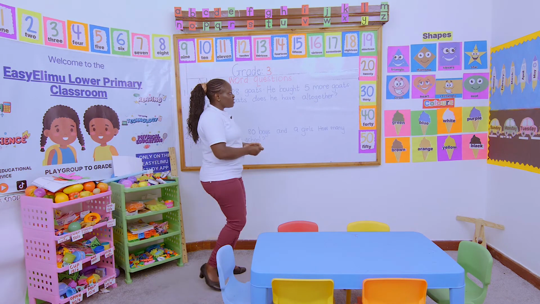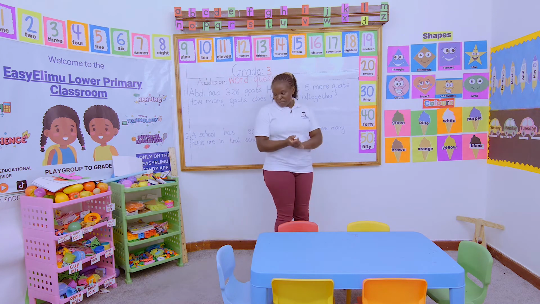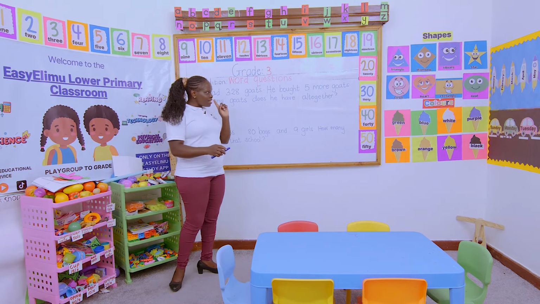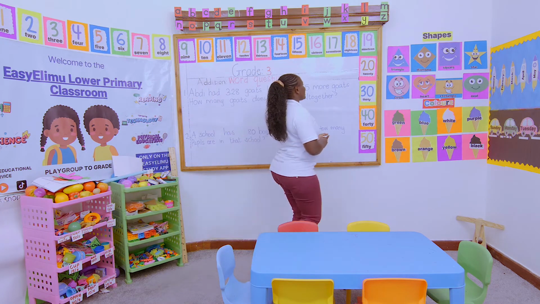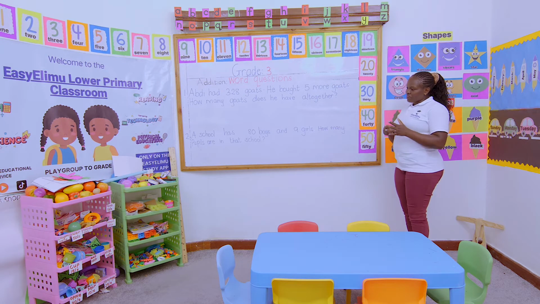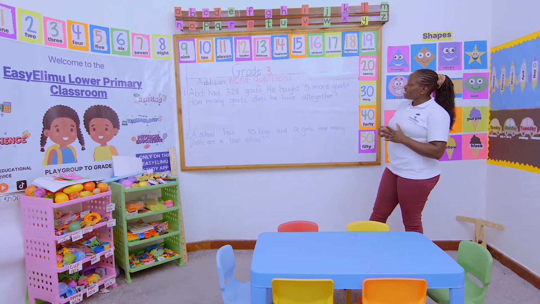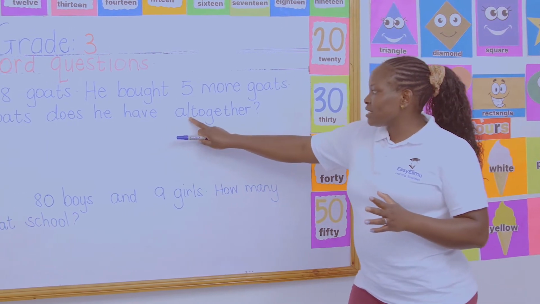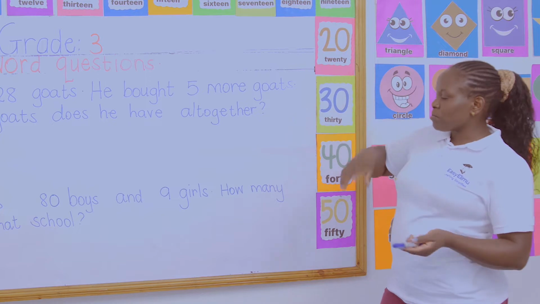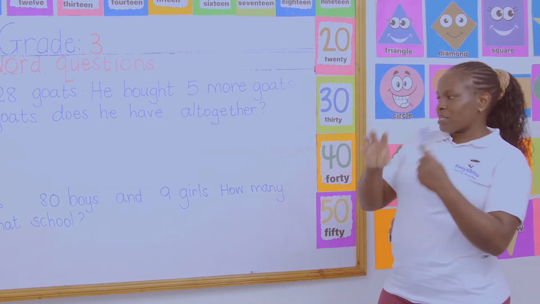If you're still struggling with word problems, then maybe there is a problem. Especially when you've been in my class from grade 1, 2, and now we're in grade 3. We said when you're given a word problem, read the word problem first. Then after that, identify the keywords. The keywords are the ones that will tell us, are we supposed to add? Are we supposed to divide? Are we supposed to multiply? Or are we supposed to subtract?